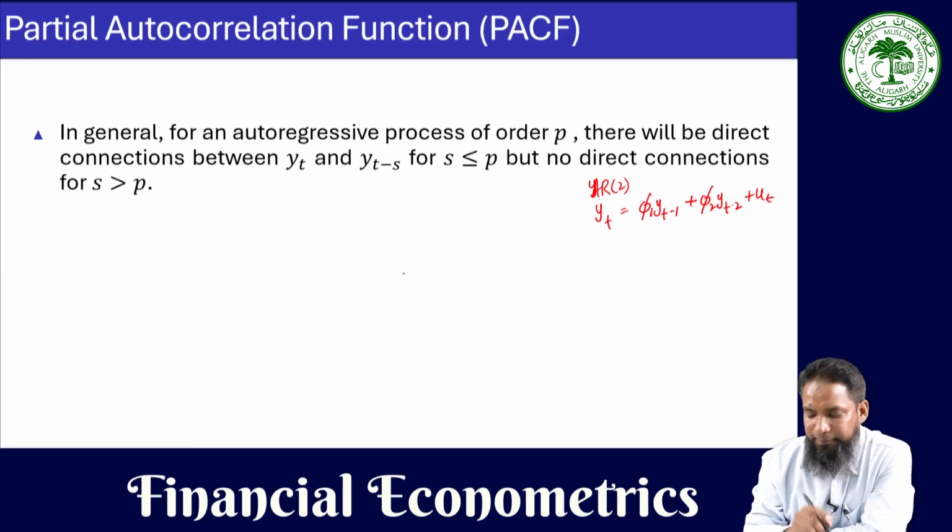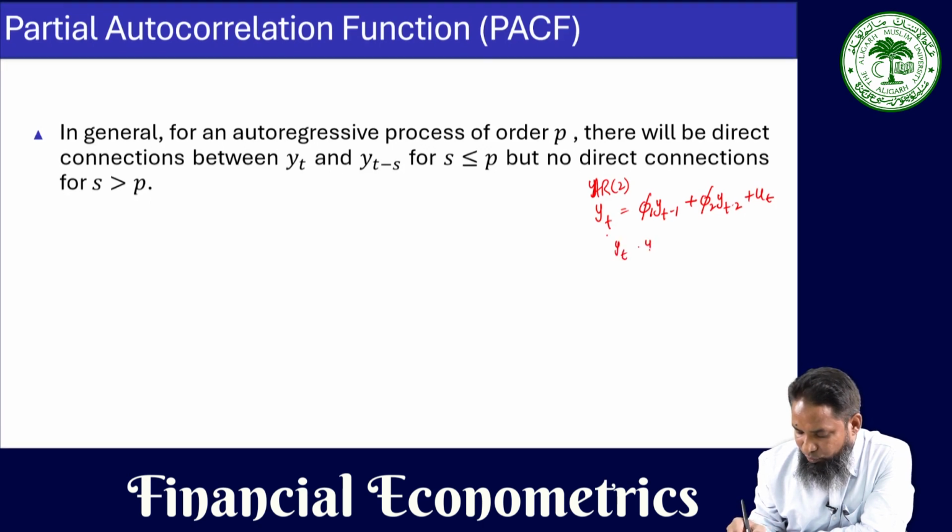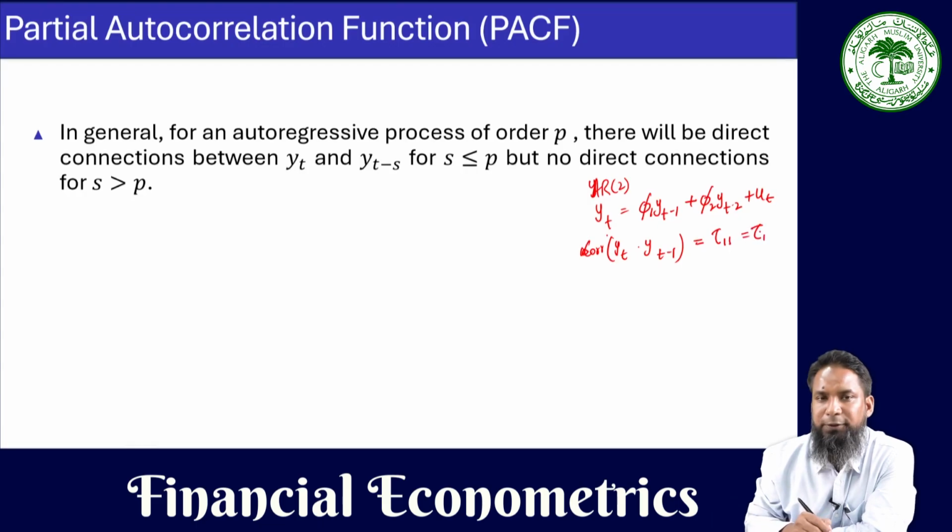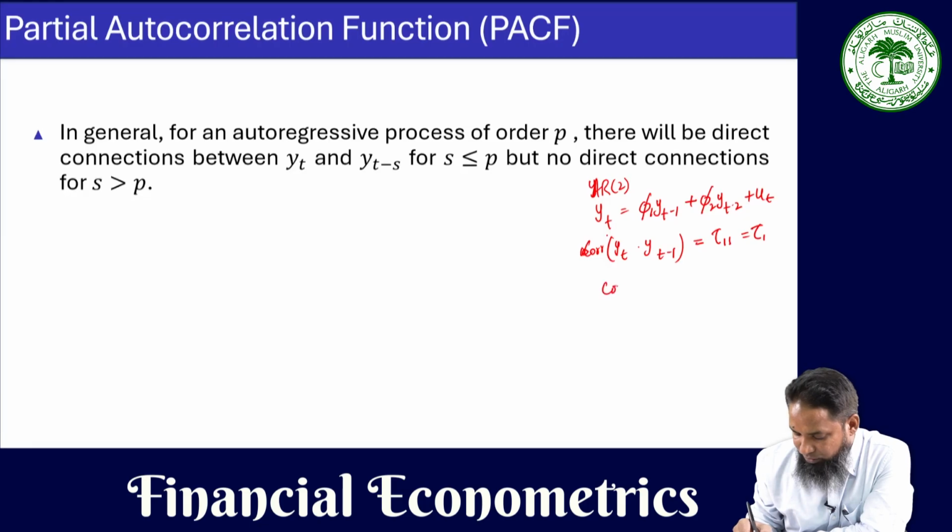So what is the PACF? The PACF between yt and yt minus 1 is the correlation between these two. Since there is no intermediate lag, it will be the same, so tau 1 is the same as the autocorrelation function here. However, the partial autocorrelation function at yt minus 2 is basically the correlation between yt and yt minus 2 after controlling for the effect of yt minus 1.